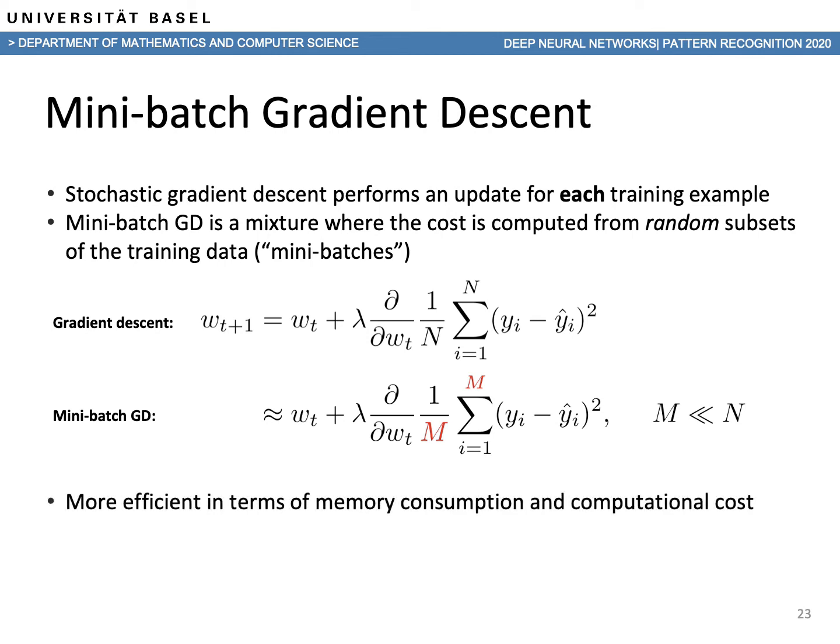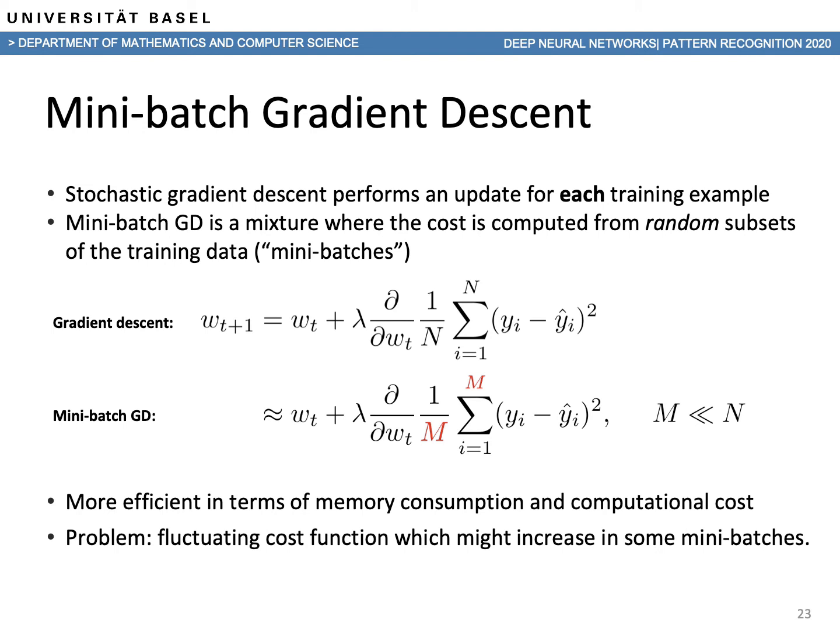Having these mini-batches is way more efficient in terms of memory consumption and computational cost than having to compute your gradient on your full dataset. Though there are some problems, especially fluctuation in the cost function, which might increase in some mini-batches.